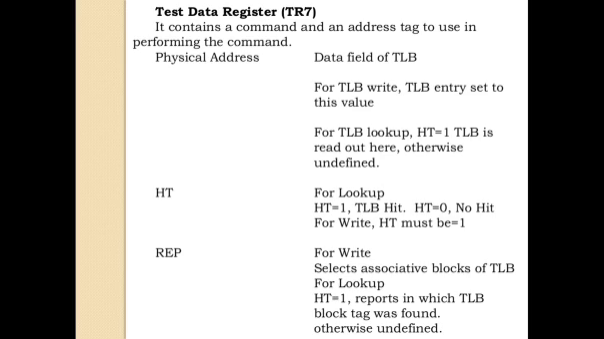For TLB lookup, if st is equal to 1, the TLB is read out here, otherwise undefined. So when st is equal to 1, you have to perform the TLB lookup. If st is equal to 1, that means hit is 1, that means the value is present in the TLB. If st is 0, the value which we are going to look up in the TLB is not present. In that case, it is undefined. The next bit is st. It is used for lookup. St is equal to 1 if it is a TLB hit, and st is equal to 0 if no hit.